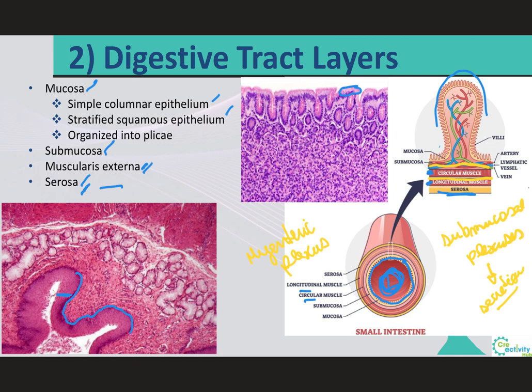Instead, we're going to find this dense network of collagen fibers called the adventitia, which will firmly attach the digestive tract to the adjacent structures and wrap the muscularis externa. So again, the serosa will be replaced by the adventitia on the oral cavity, the pharynx, the esophagus, and the rectum. But everywhere else in the digestive tract, we will find the serosa as the last layer of the digestive tract.